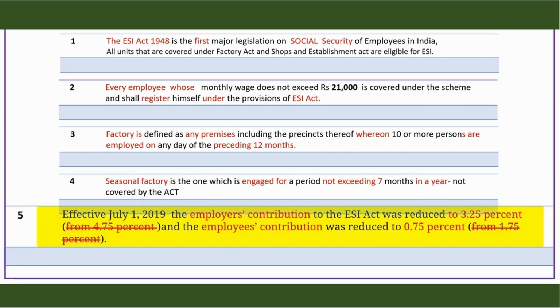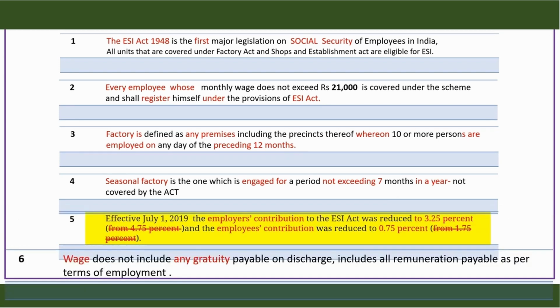The change in the contribution of employer and employee may please be noted. Effective 1st July 2019, the contribution is 3.25% from the employer and 0.75% from the employee. It is a major reduction in the contribution in the life of the ESI Act. We have said monthly wages should not exceed 21,000.